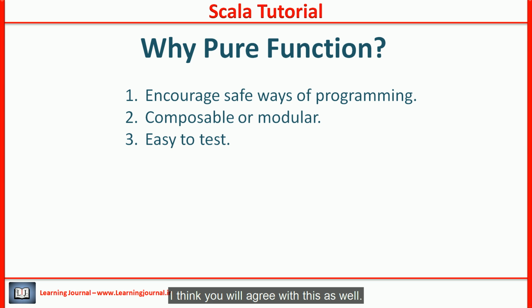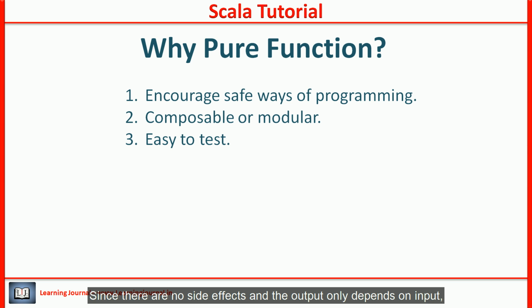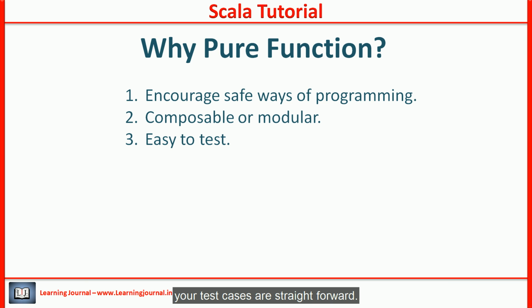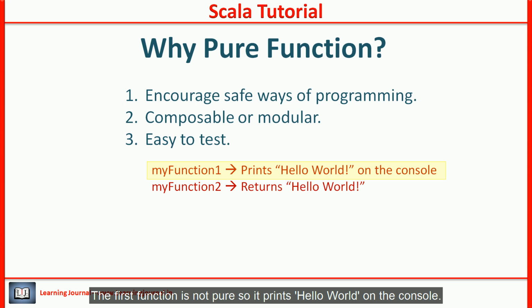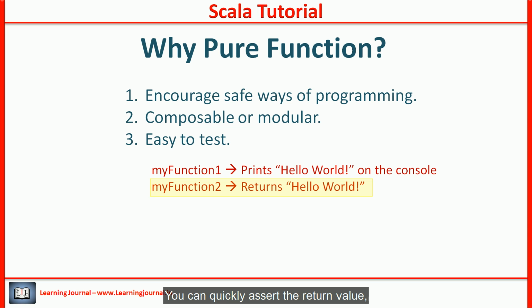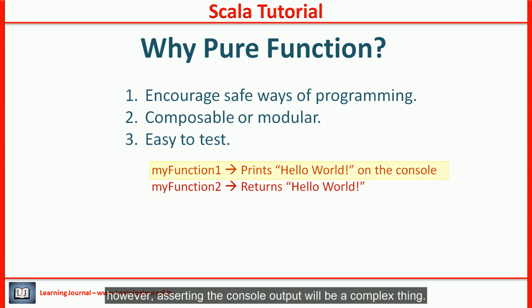Pure functions are easy to test. I think you will agree with this as well. Since there are no side effects and the output only depends on input, your test cases are straightforward. You just pass the known value and assert for the expected value. Whereas simulating the side effect is a real challenge for testing. For example, you have two functions. The first function is not pure, so it prints hello world on the console. The second function is pure, so it doesn't print anything on the console but returns hello world. You can quickly assert the return value. However, asserting the console output will be a complex thing.